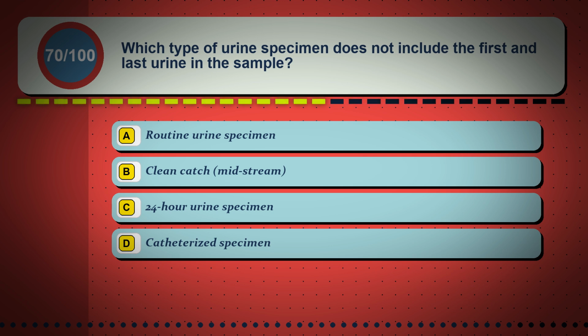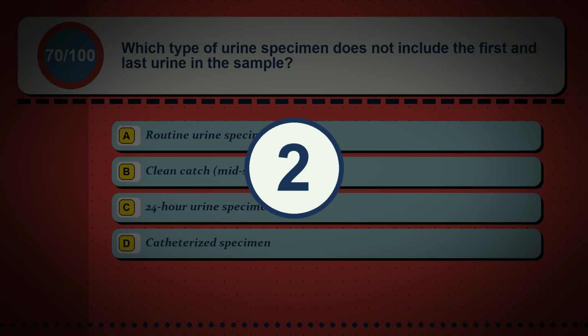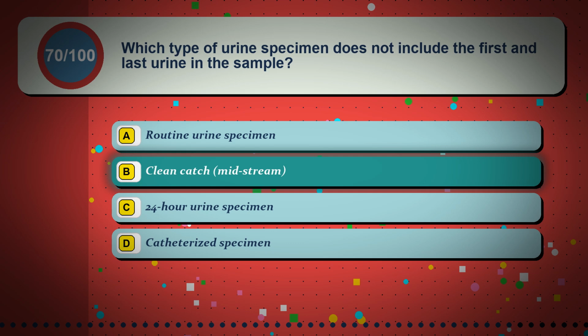Option A, a routine urine specimen. Option B, a clean catch, midstream. Option C, a 24-hour urine specimen. Option D, catheterized specimen. The correct answer is option B, clean catch, midstream.